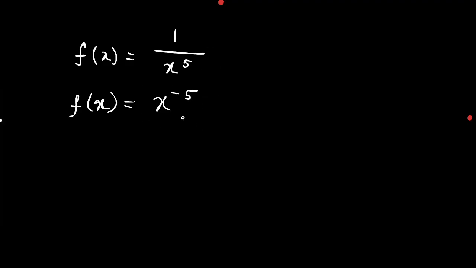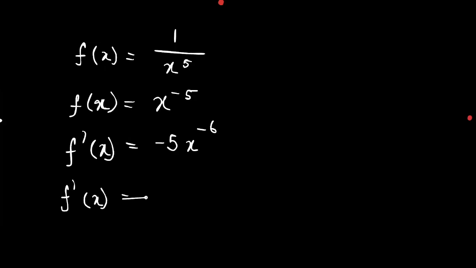So now that we have it in a form that we can use the power rule for, let's take the derivative. Our f prime of x, differentiating this function, gives us negative 5 times x to the negative 6, right? It's negative 5 minus 1. This again is something that we can simplify. We can rewrite it to look more like our original function here.